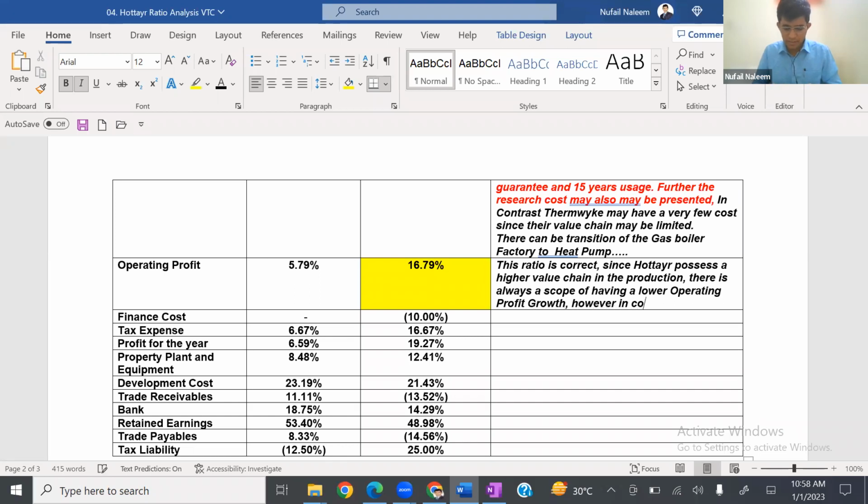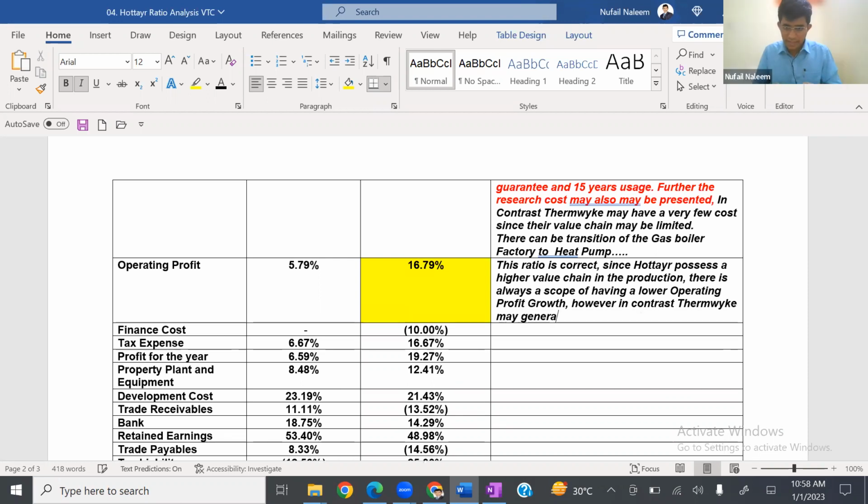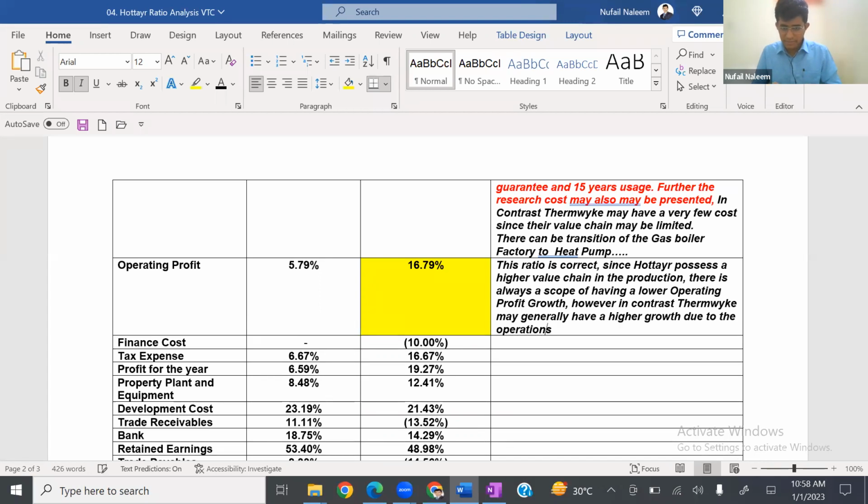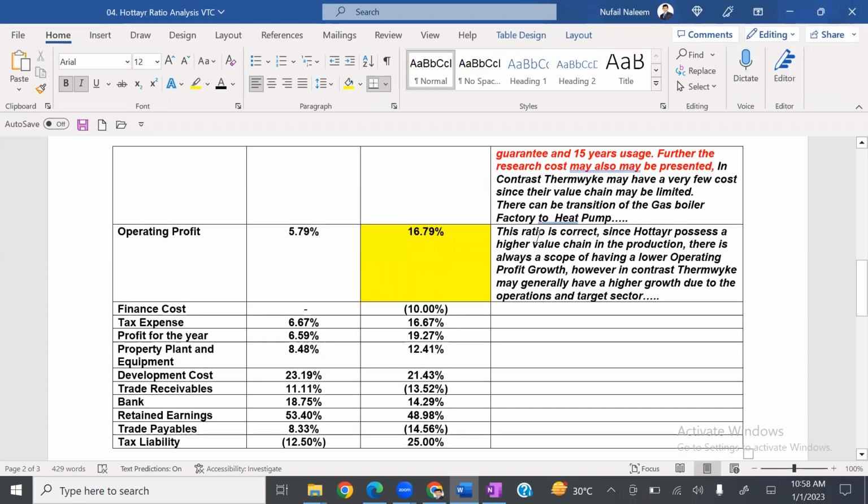However, in contrast, if you observe, who is the next person, students? That is Thermwike. Thermwike may generally have a higher growth due to the operations and the target sector. Operations and target sector. Students, can I get a confirmation from you all in the chat box if you are very clear with that point of view? Could you explain the Thermwike point, sir?